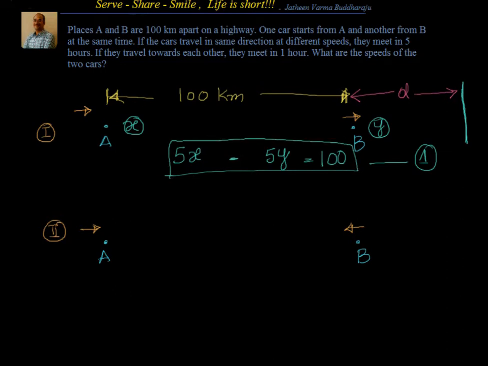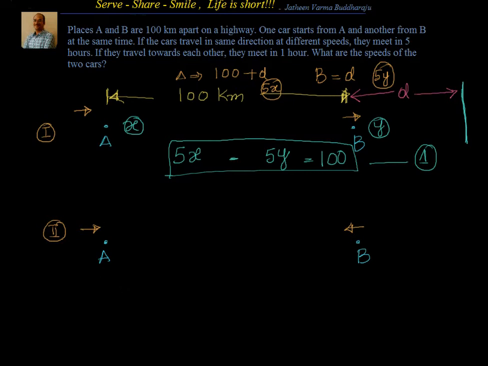If you are not clear about that, you can take one more point. The distance covered by A is 100 plus d, whereas the distance covered by B is d. But 100 plus d is equal to 5x and d is equal to 5y. So if you subtract them, you will have 5x minus 5y equal to 100. Now let's go to the next case.